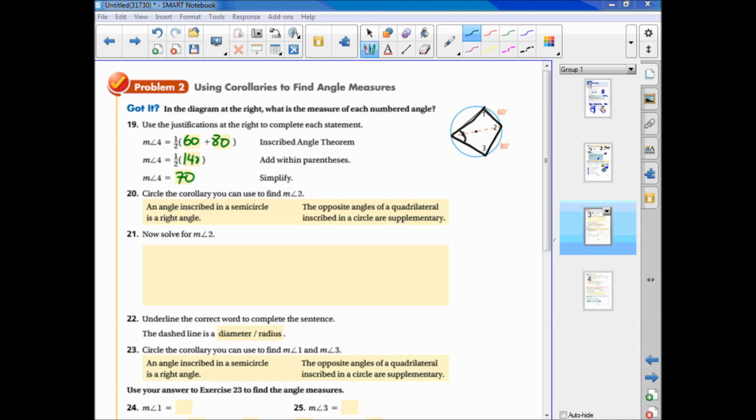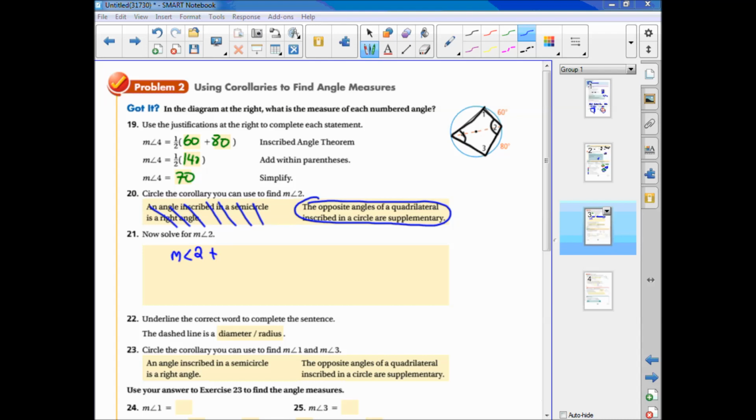And angle 4 and angle 2 are opposite of each other. Therefore, since they're both inscribed angles in the same circle, they are going to be supplementary of each other. So the opposite angles of a quadrilateral inscribed in a circle are supplementary. That's what we're going to use to help us. Therefore, the measure of angle 2 is going to equal 110, and let's see why.